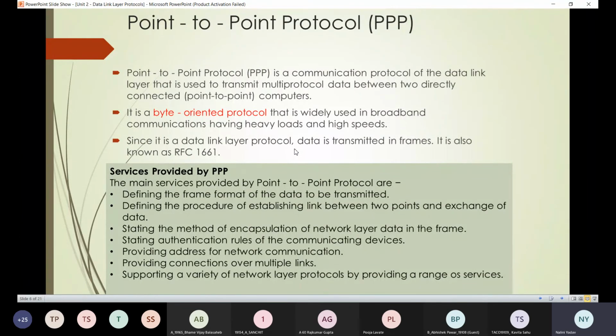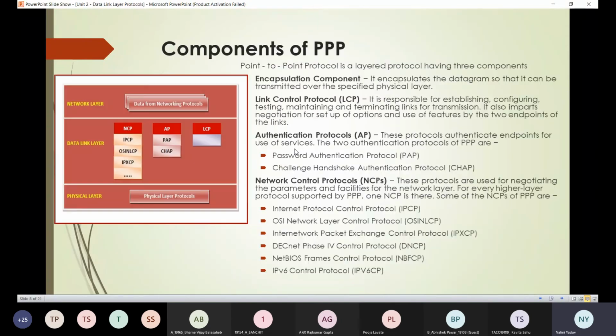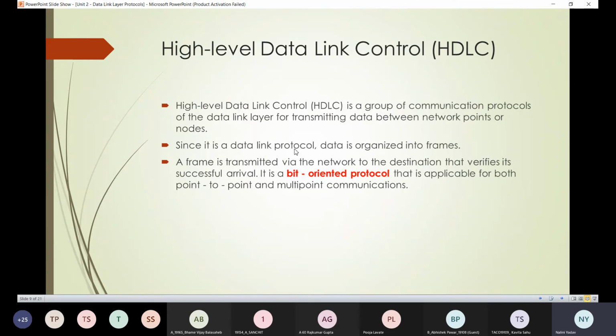This PPP is a byte-oriented protocol. And this is all about the frame structure of PPP. It consists of flag, address, control, protocol, payload, FCS, and flag. Fine. We have some components of PPP. They are encapsulation component, link control protocol, network control protocol, and authentication protocol. Correct? And then we go for the HDLC protocol.